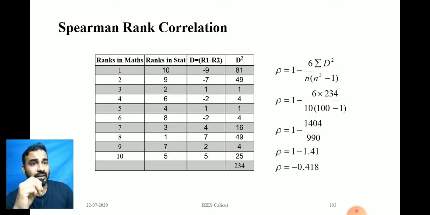The equation is rho equals 1 minus 6 times sigma d square divided by n times (n square minus 1).